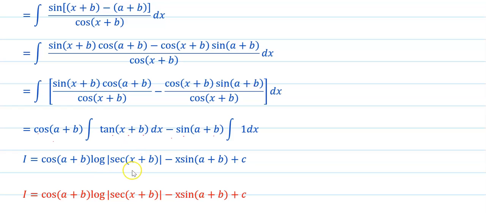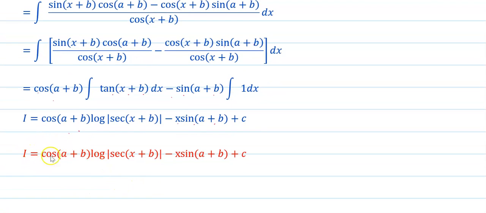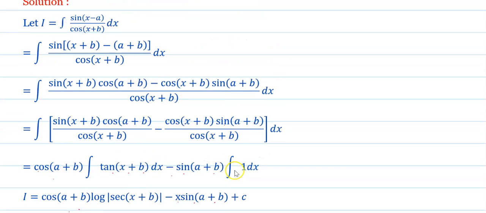It's log of sec of (x plus b). Cos of (a plus b) is a constant here. Integral of 1 dx is x, and hence it is x sin of (a plus b) plus c, and hence I is equal to cos of (a plus b) into log of sec of (x plus b) minus x sin of (a plus b) plus c, and this is the answer.